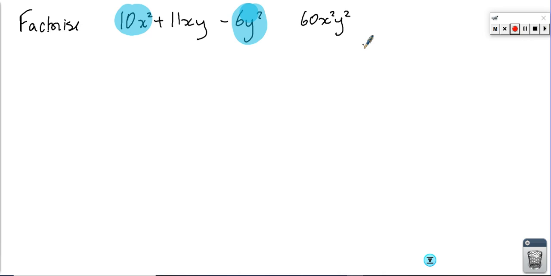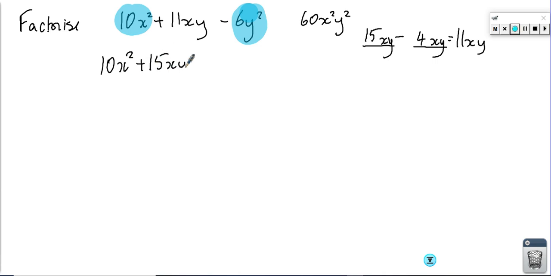Now I need to find two factors of 60x squared y squared which, when subtracted, give 11xy. So they should be terms in xy. Factors of 60 which when subtracted give 11 are 15 and 4. 15 times 4 is 60, 15 minus 4 is 11. So I have 10x squared plus 15xy minus 4xy minus 6y squared.